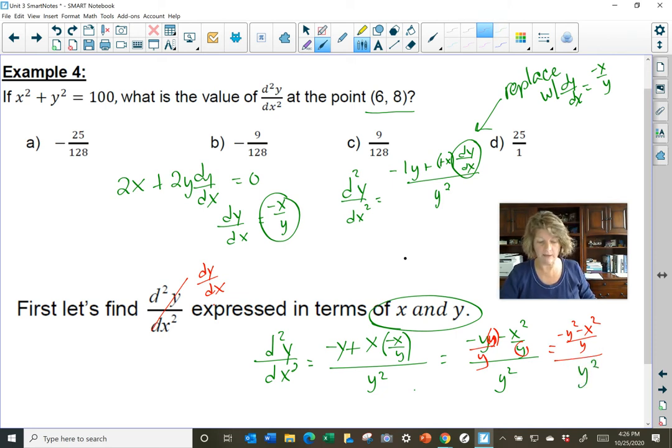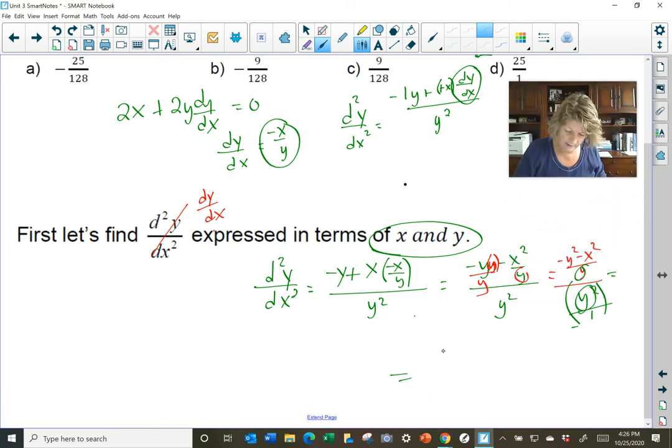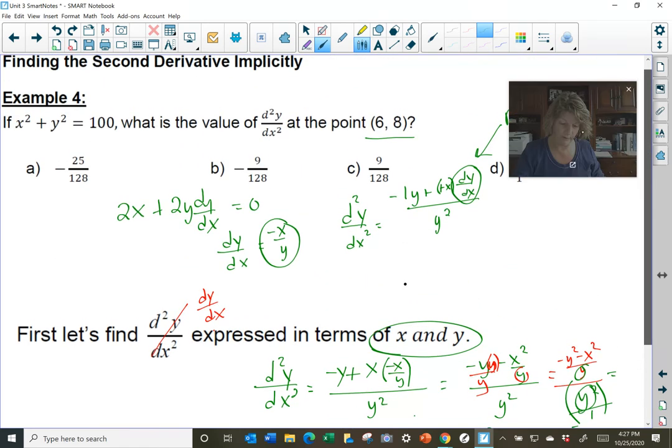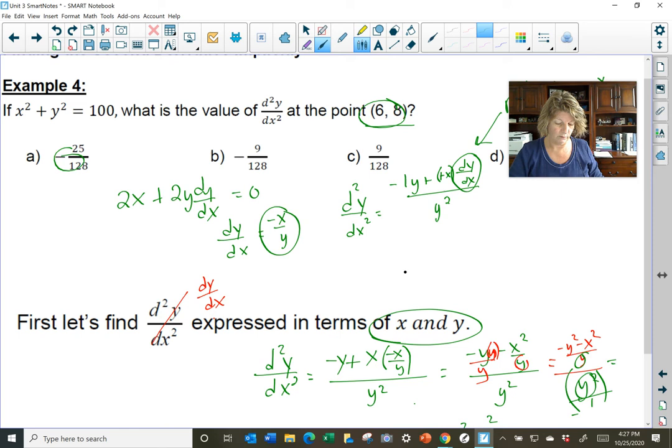Now, how do I join that together? Because we're still a complex fraction. These y's join up together, because remember, this is like a y squared over 1. Multiply by the reciprocal of that, I get 1 over y squared times that y, gets me a y cubed. And this is looking like negative y squared minus x squared over y cubed. There is our second derivative fully expressed in x and y's. All we need to do is evaluate it at (6, 8). Throw your 6, 8 in there. I think the answer was negative 25 over 128, if I remember right.